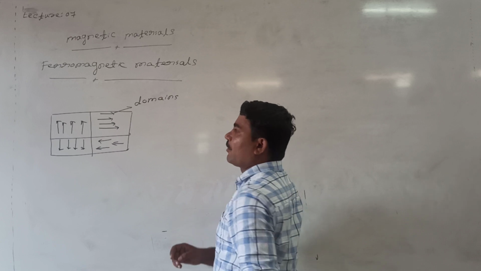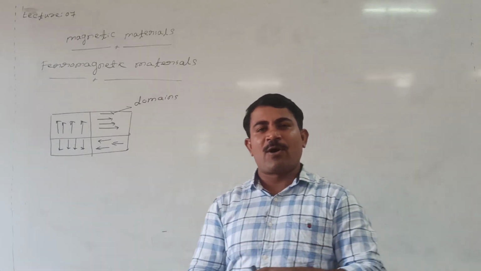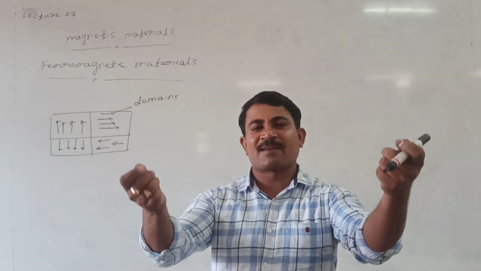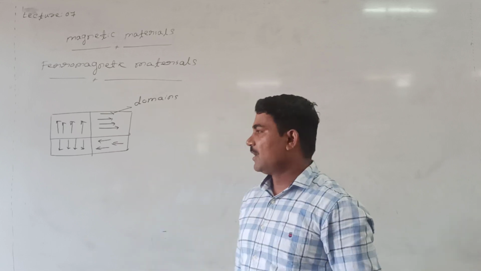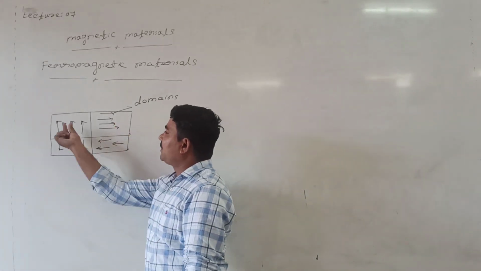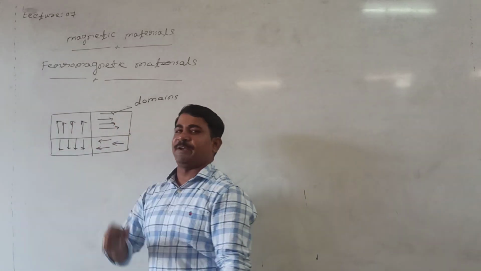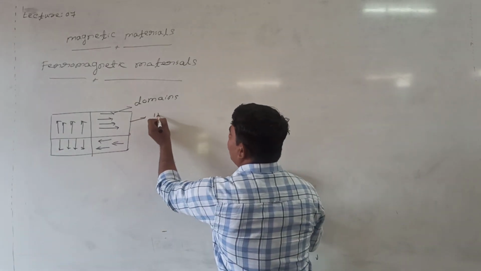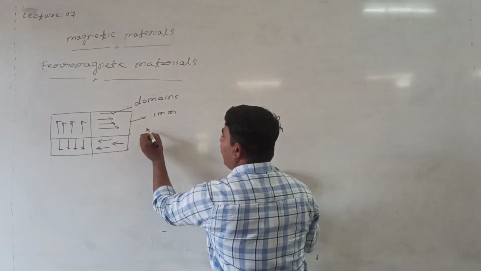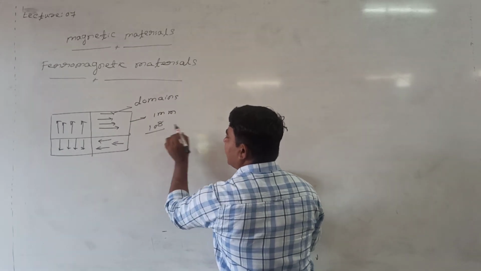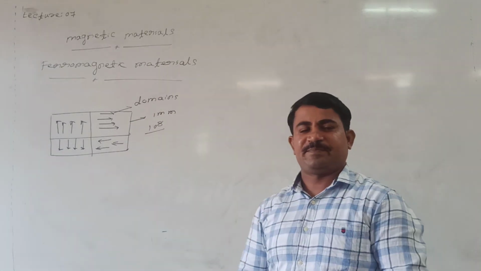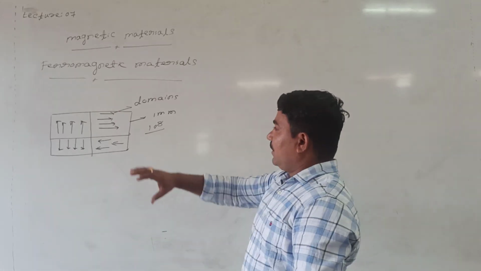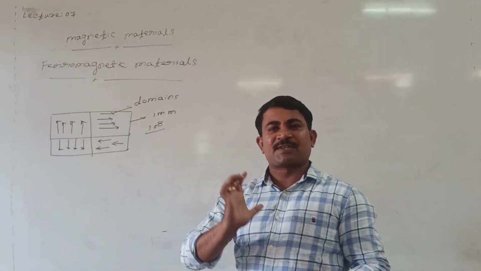What do we call domains? A domain is a smaller region where all magnetic moments have the same direction. I can call this a domain, this a domain, this a domain. A domain is of the order of 1 millimeter. In one domain, at minimum how many atoms are there? 10⁸ atoms are there. Right? But this is only in the absence of an external magnetic field.